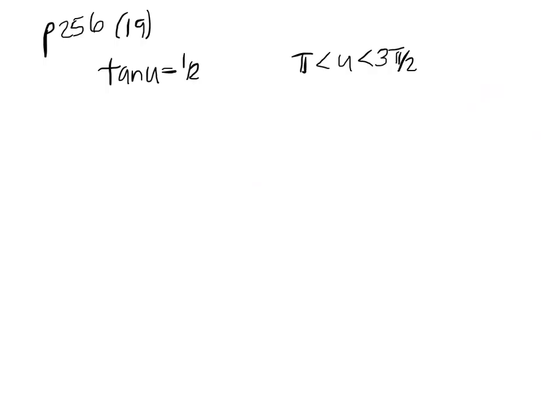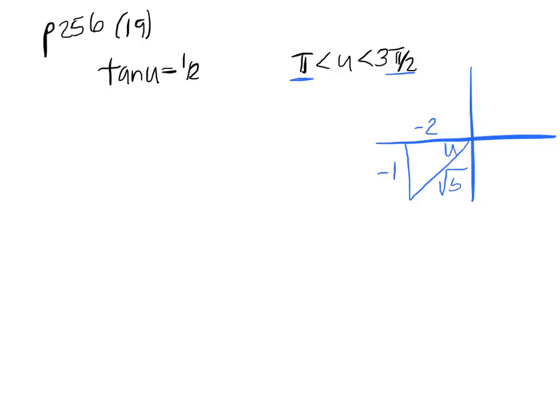We're supposed to find sine of 2u, cosine 2u, and tangent of 2u using the double angle formulas. Before I do that, I'm going to set up what they gave me here. So tangent, it says it's between pi and 3 pi over 2, so it's in the third quadrant. So here's u. And then tangent is opposite over adjacent. They're both going to be negative in this quadrant. And then if I do Pythagorean theorem, I get square root of 5.